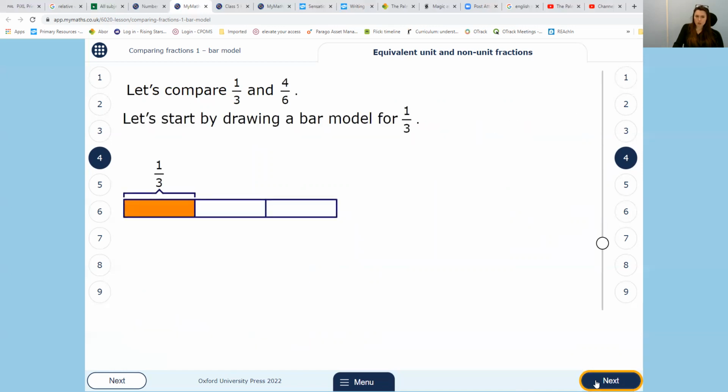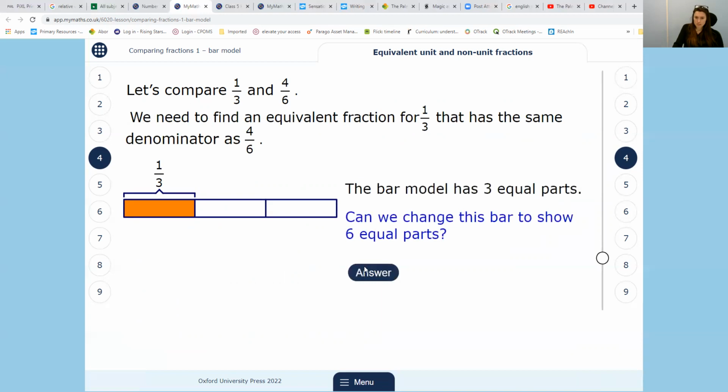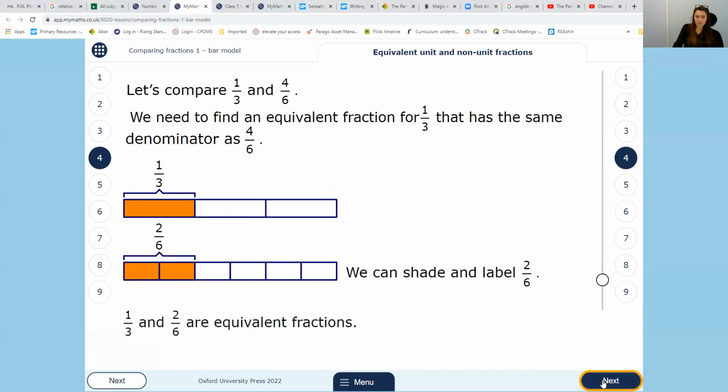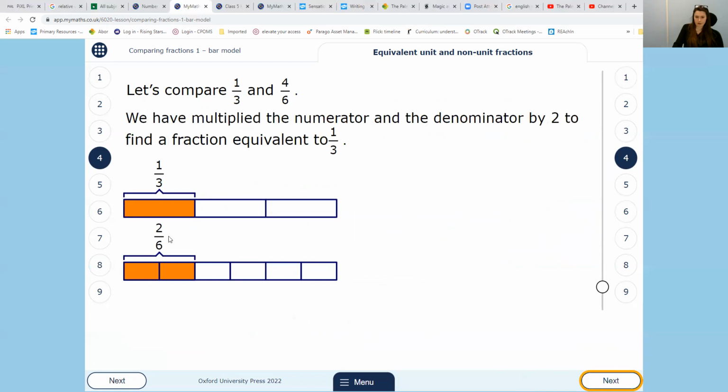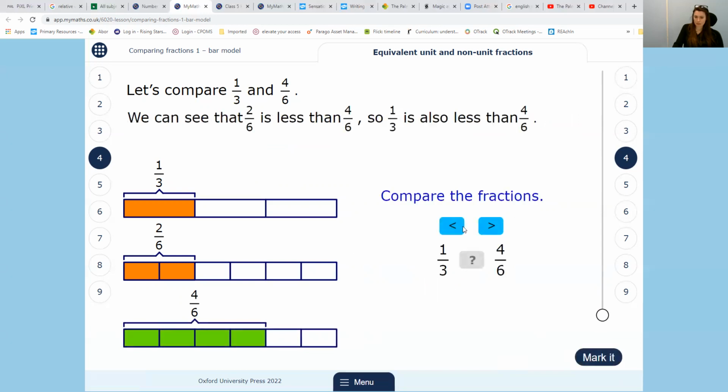Let's try that again. We're trying to compare 1/3 and 4/6. So let's write our 1/3. Underneath, we are going to draw a bar the same size, but this time split into 6. And as we know, we can now colour in 1/3 at the top and 4/6 underneath, and we can see which one is bigger. So for this one, we can quite clearly see that 4/6 is the larger fraction.